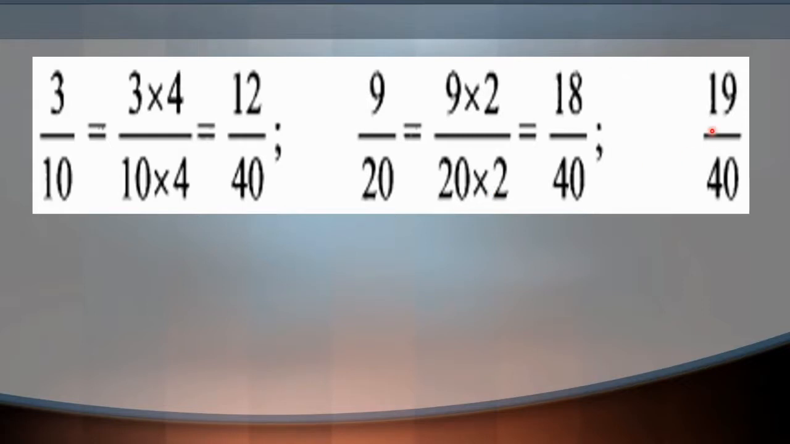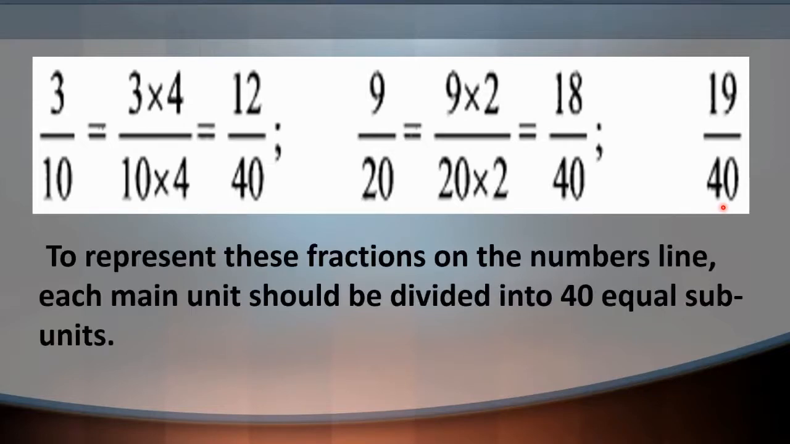And we already have 19/40. So now you can see the denominator is same. To represent this fraction on the number line, each main unit should be divided into 40 equal subunits.